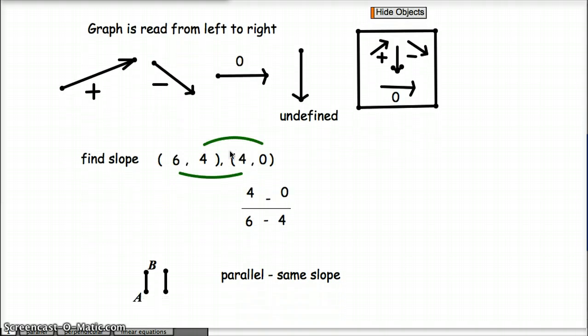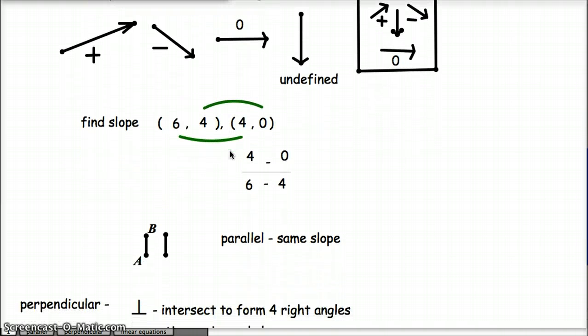All right, so if I'm given two points, or two ordered pairs, or two coordinates, however you want to look at it, I need to find the slope using the slope formula. I use the slope formula by simply plugging it in.